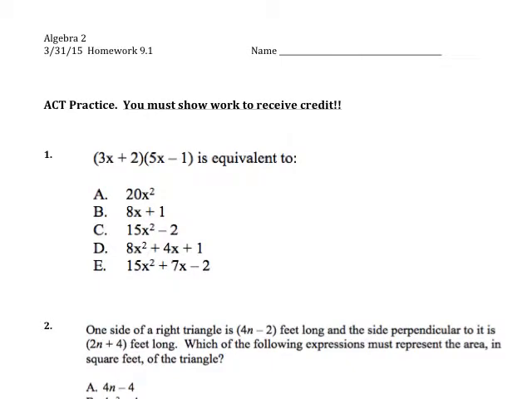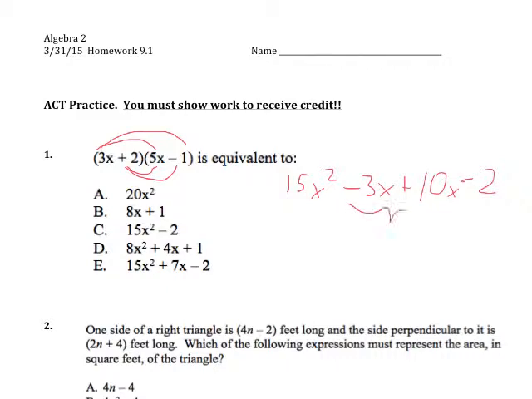Homework time. Number one, that expression is equivalent to what? Since there is multiplying going on, that's binomial times binomial, like double distribution, sometimes called foiling. So 3x times 5x is going to be 15x squared. 3x times negative 1 is negative 3x. 2 times 5x is 10x. And 2 times negative 1 is negative 2.